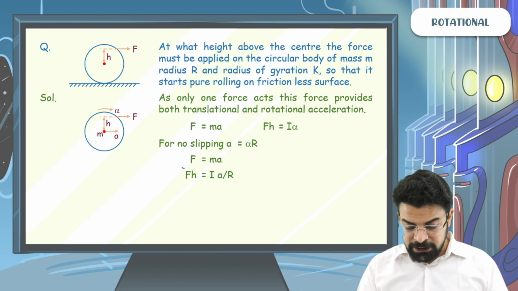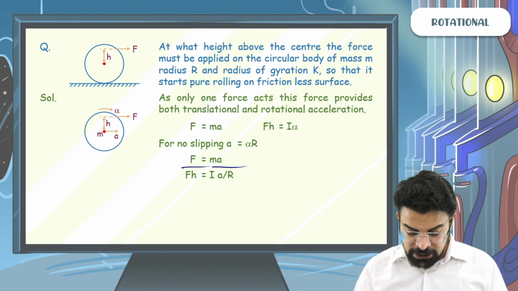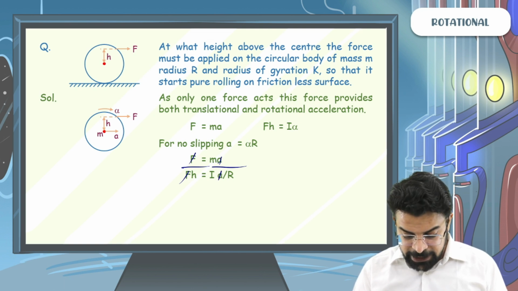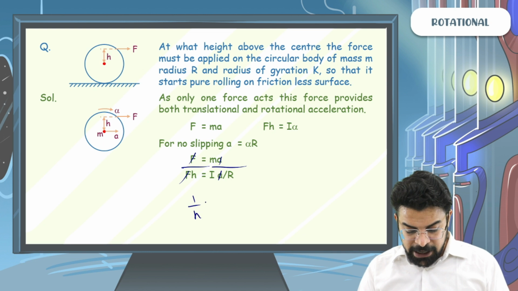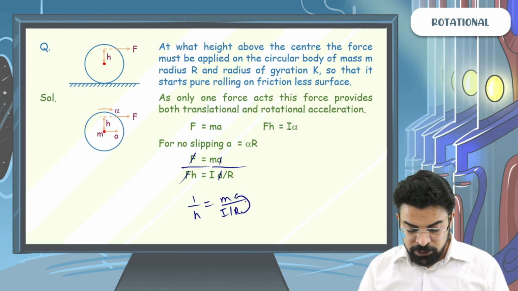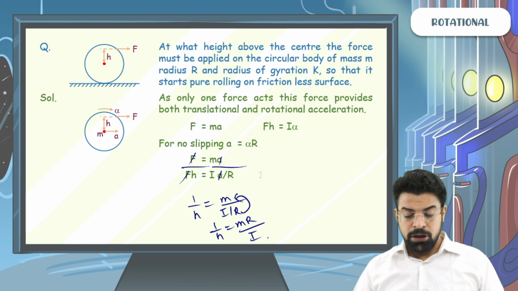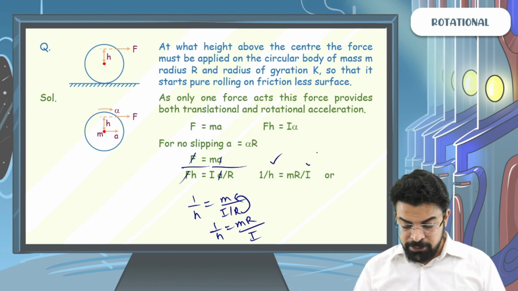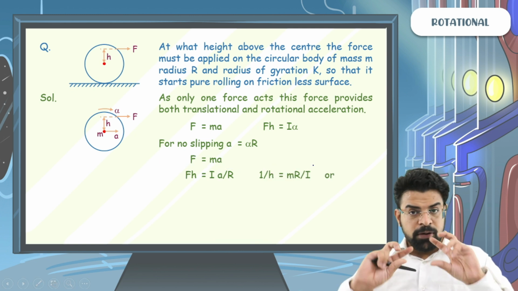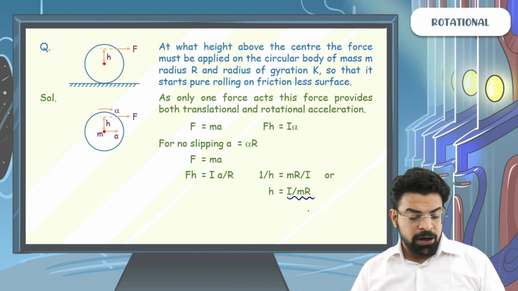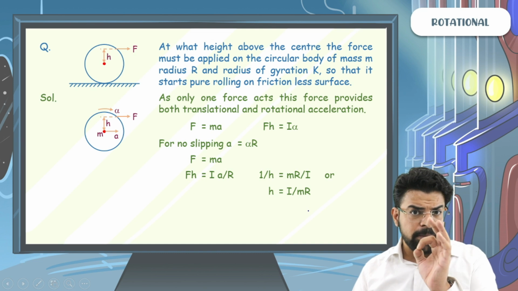Now better divide the equations on both sides. On the left hand side, F gets cancelled, and on the right hand side, a gets cancelled. So what you get is 1 by h equals m upon I by r, and the r moves from the denominator of the denominator to the numerator. So you get 1 by h equals m r by I. Or you can flip it on both sides and write h equals I by m r. h equals I by m r.